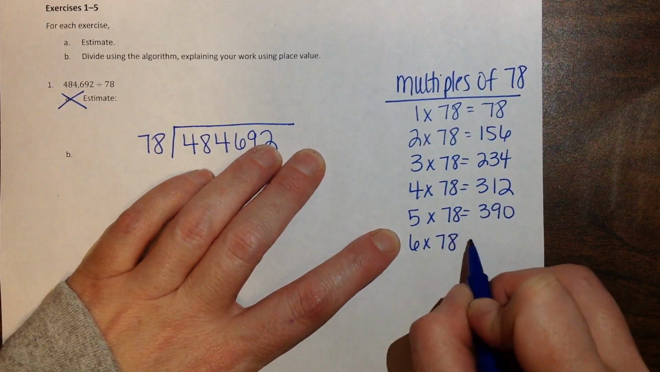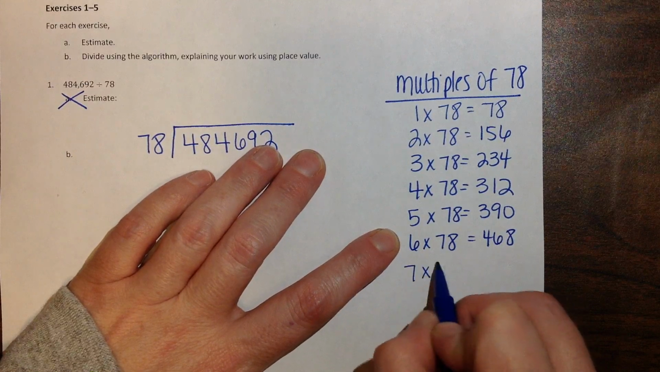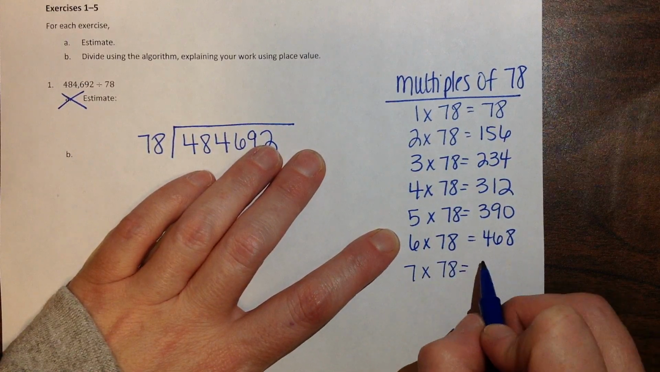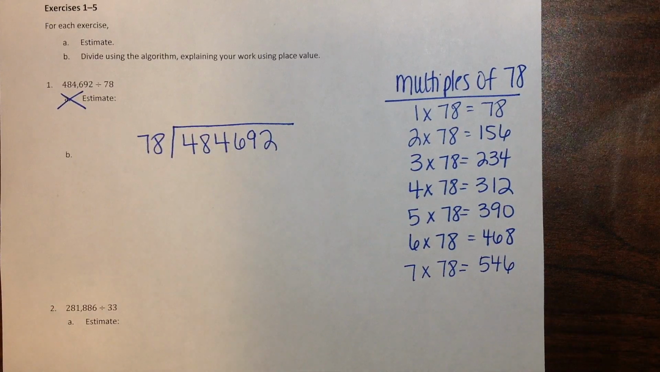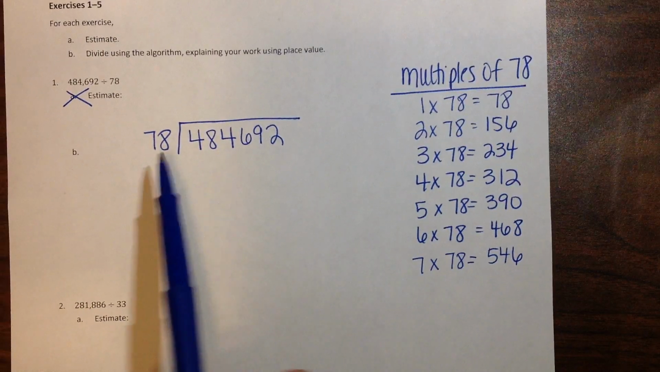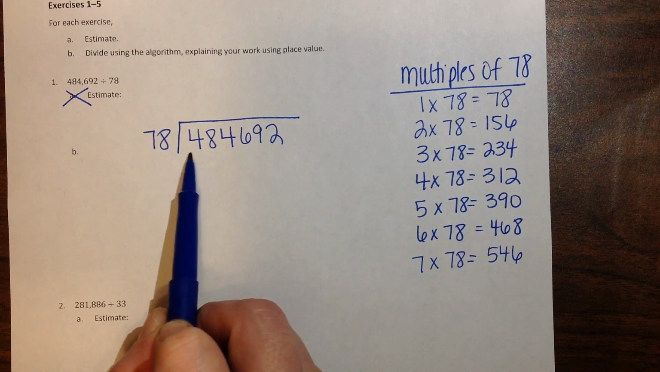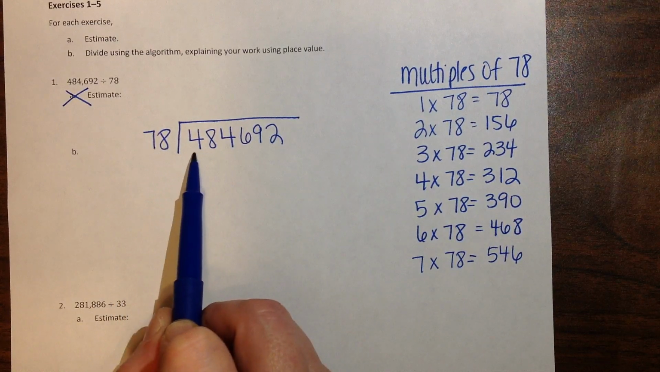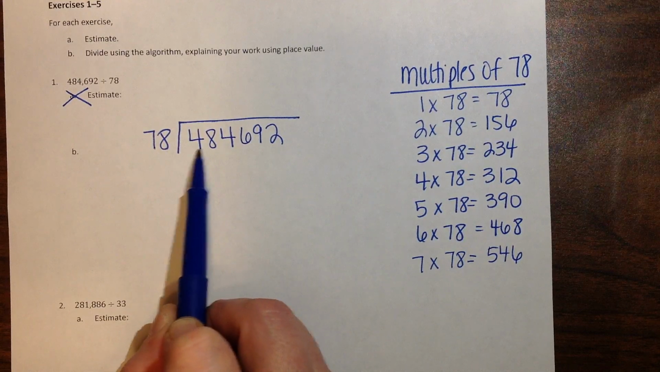6 times 78 gives us 468. 7 times 78 gives us 546. I'm going to go ahead and stop here again. If we find that this table isn't large enough, we can always come back and expand it. So let's move over to the problem. The divisor 78 cannot fit inside of 4. The divisor 78 cannot fit inside of 48, but we know it's small enough to fit inside of 484.